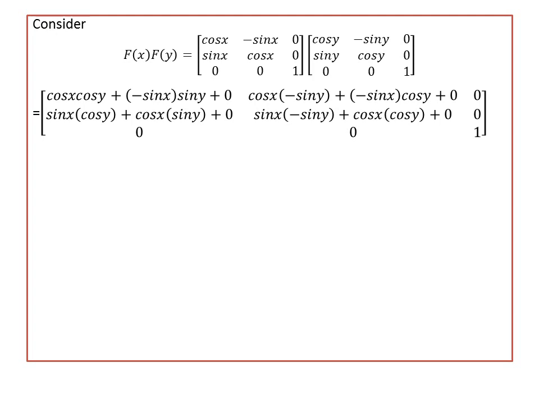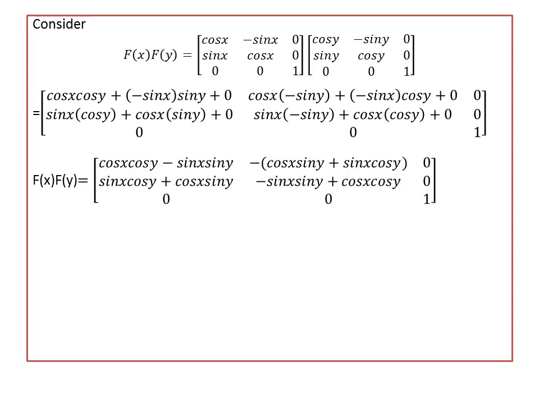First row to the second column gives cos x into minus sin y plus minus sin x into cos y plus 0 into 0. First row to the third column gives cos x into 0 minus sin x into 0 plus 0 into 0. As a result, we will get 0 to the third position. Similarly, you can find second and third row elements.